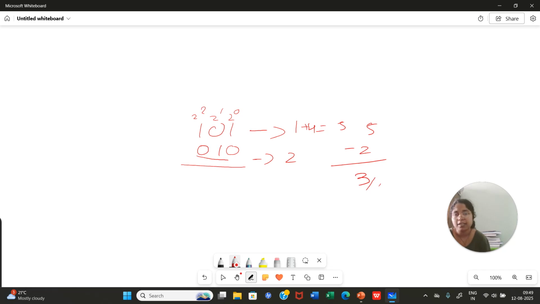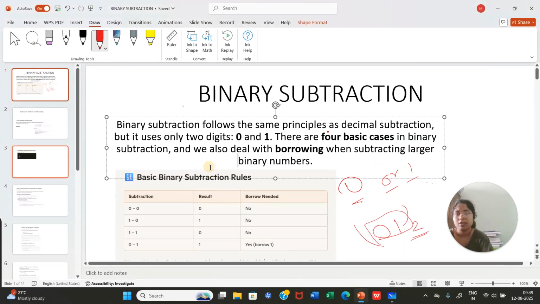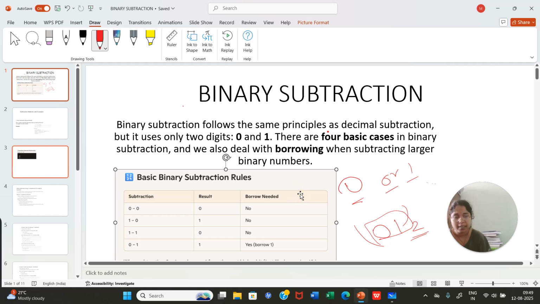For this calculation, we are going to have some rules. Binary subtraction follows four basic rules. For normal subtraction, what are those rules? 0 minus 0 is 0. 1 minus 0 is 1. 1 minus 1 is 0.